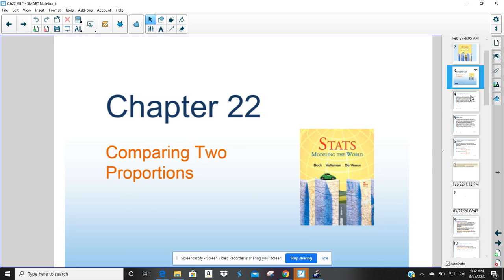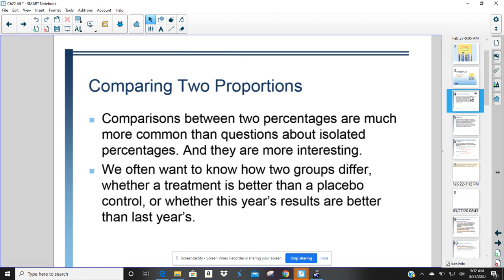So this chapter is comparing two proportions, and really in the real world, a lot of what's done is two comparisons because you want to see the comparison between two different things. Just so we're clear, we're still going to have assumptions and conditions for these, which are very similar to what we did for one proportion with a few caveats.